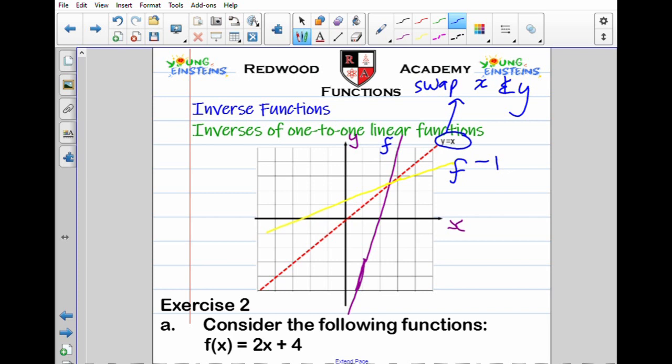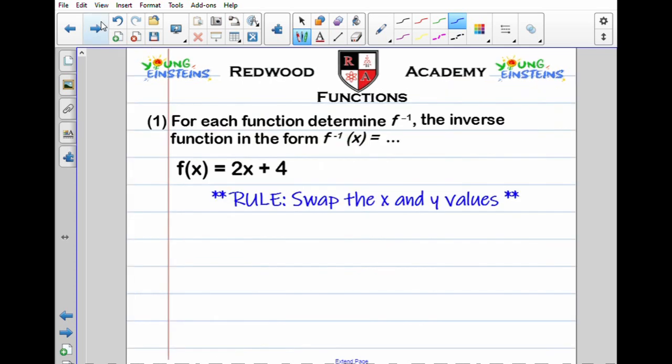In the textbook, exercise 2 says, consider the following function f of x equal to 2x plus 4. All right, so the question says, for each function, determine f minus 1. So f minus 1, that is always inverse, right? Remember, it is not f with an apostrophe. Later in the year, you'll learn that in calculus, this specifically is f minus 1. And they want us to find this in the form f minus 1 of x equals something. Right? Now remember, that is an equivalent of y equal to form, but this is inverses we're talking about.